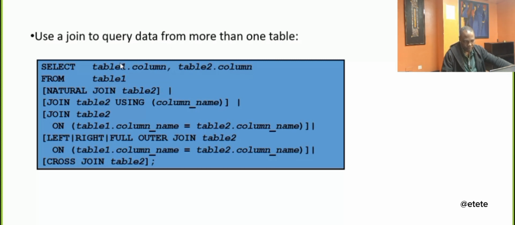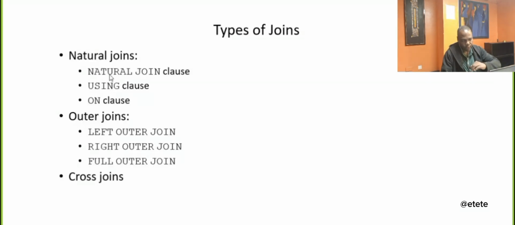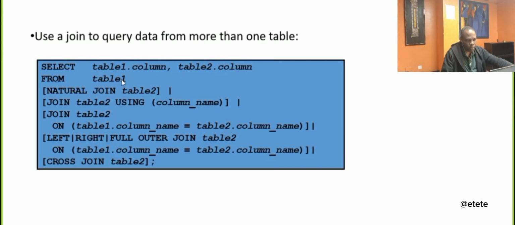Now, this is another clause: join table 2 using the column name. Practically, I will use them and you will see it. But this is the syntax we are going to follow. Then another one is join table 2. The first one is you are joining table 1 to table 2 using natural join. That is the first clause. You will see it practically. The second one is you are joining table 1 to table 2 using a column name that is common to both of them.